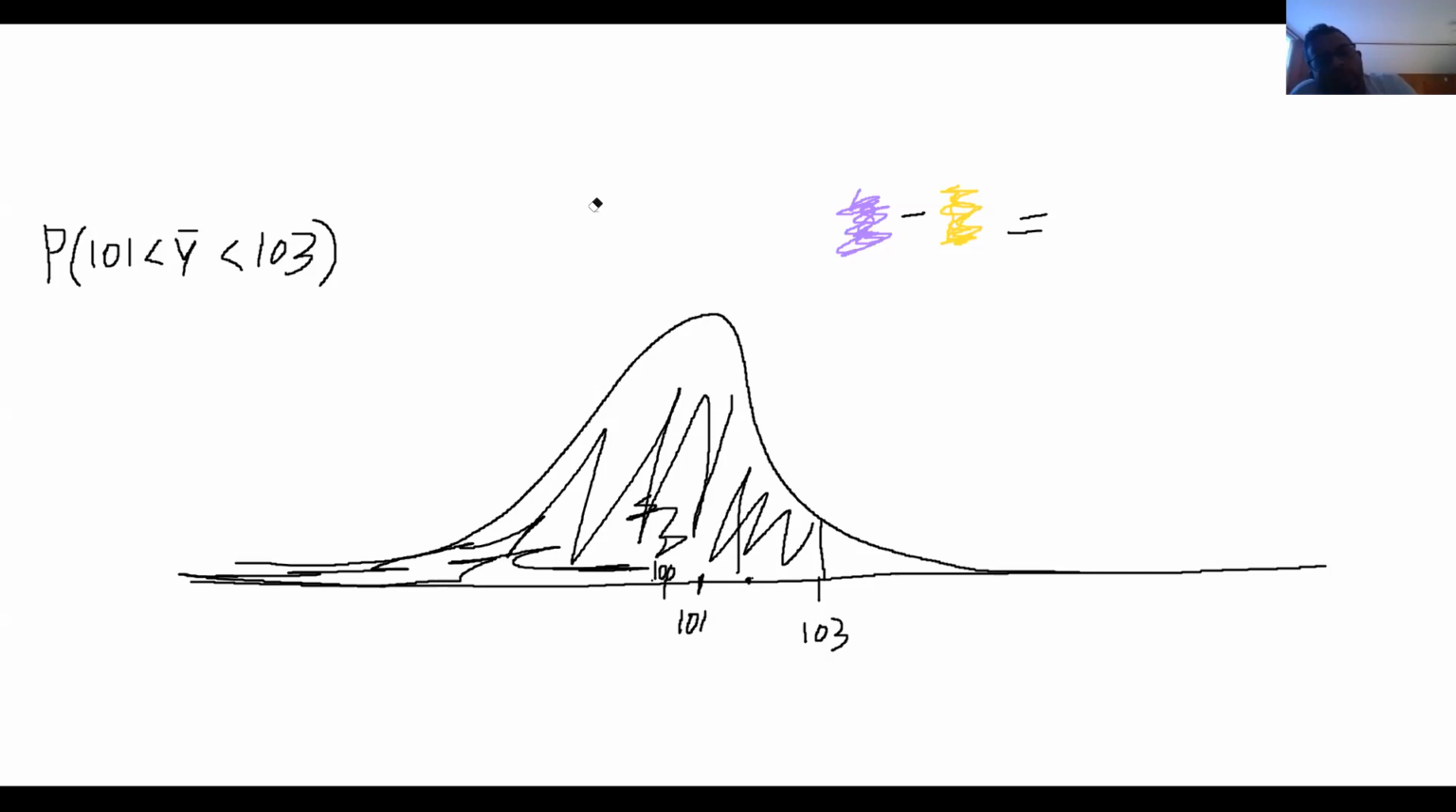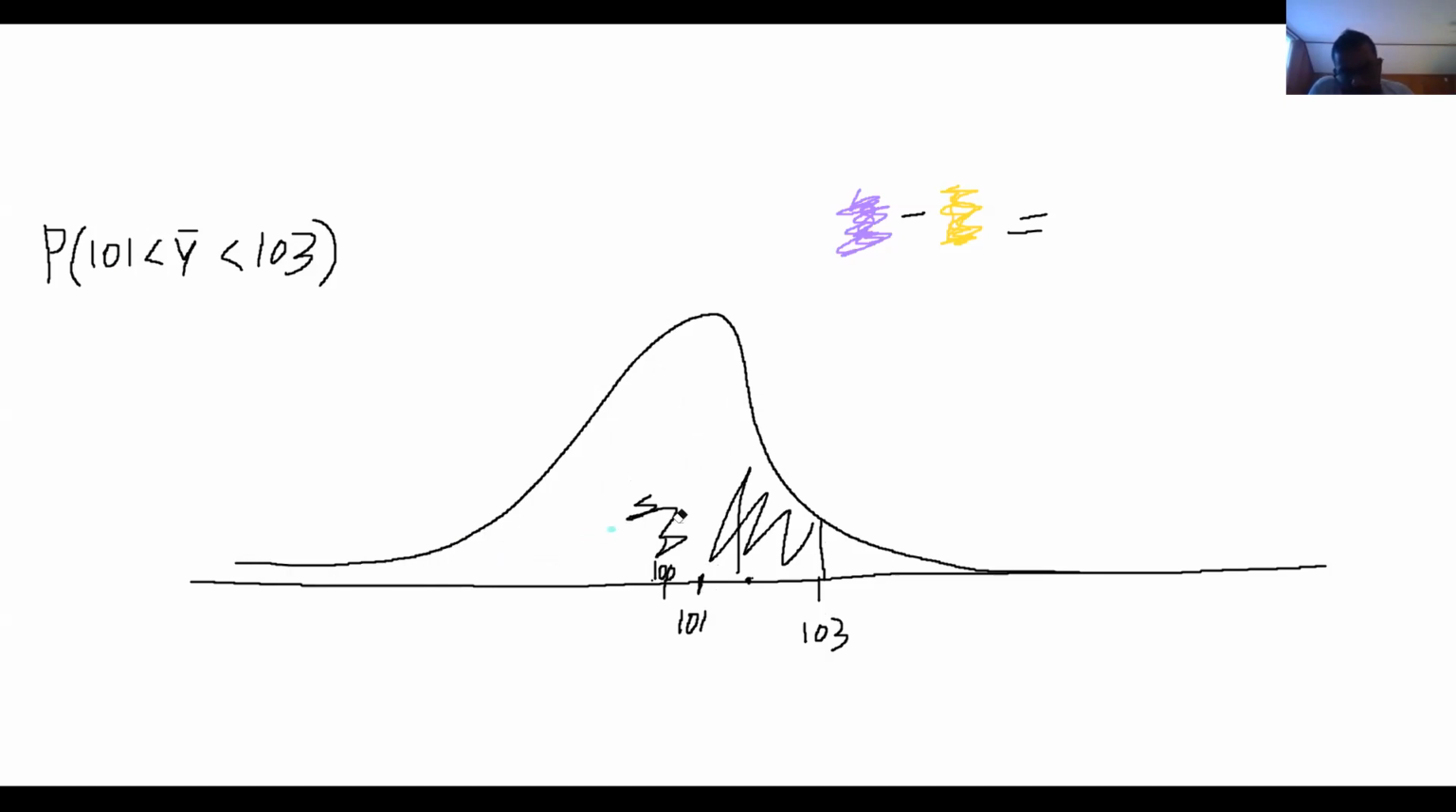Oh, okay. So that's why we do the difference between 103 and 101. Yes, because when you find 103, you find all this area, right? But now you say, okay, let me find the 101 area and subtract it. And when you do that, all this goes away and only this part stays. Got it.